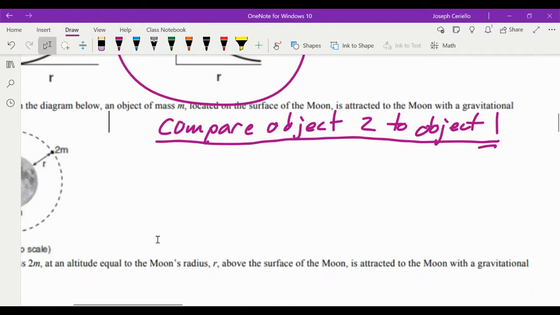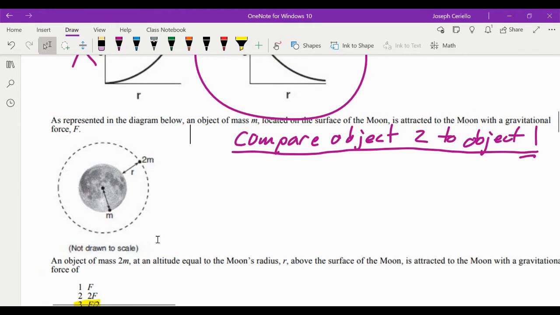All right, now this next one's a little bit tougher. This is a tough question, so let's take it slowly. Read the question carefully. We'll call this object 2, just so we can differentiate the two, and we'll call this object 1. So let's compare object 2 to object 1.